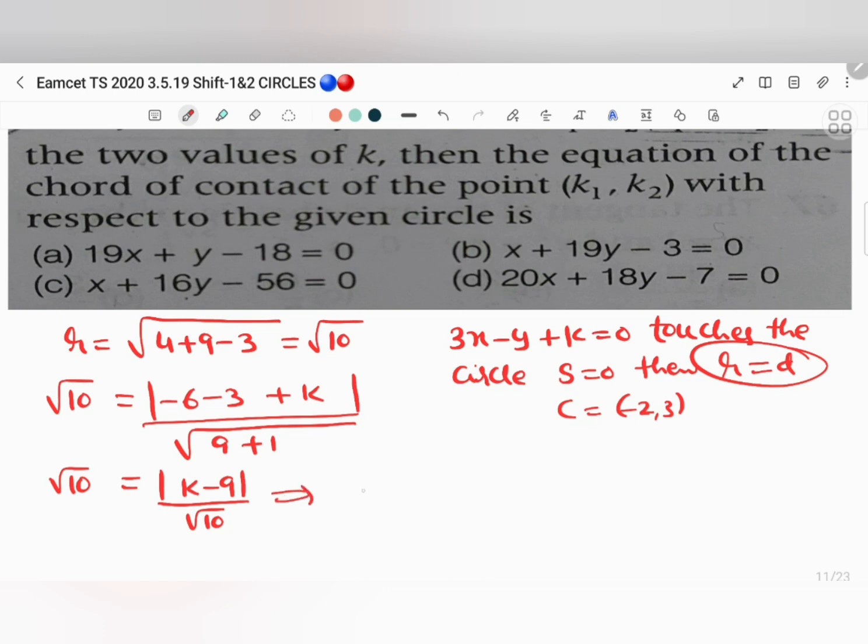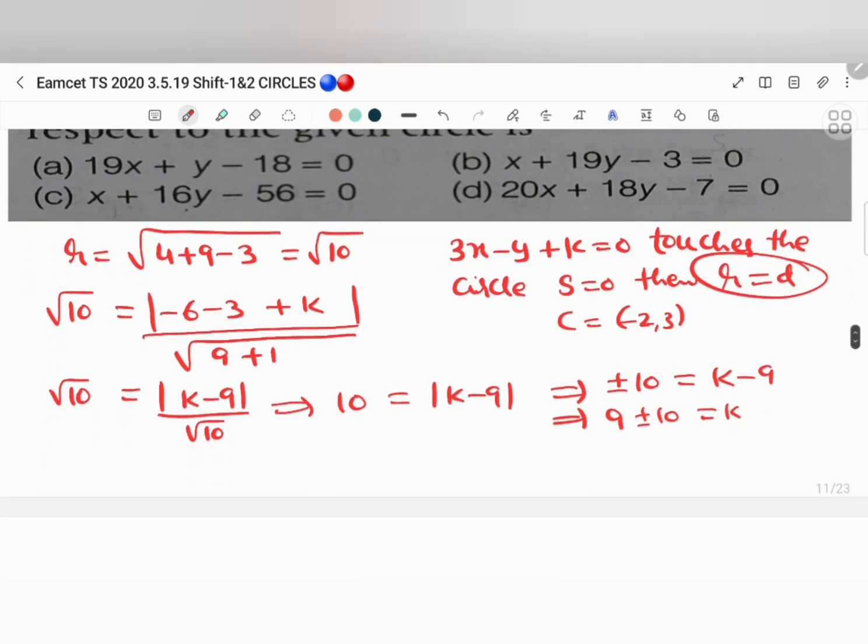Cross multiply: root 10 into root 10 is 10, equal to mod k minus 9. If you remove the modulus, plus or minus 10 is equal to k minus 9. That implies 9 plus or minus 10 is equal to k. So here, k values we are getting. So k is equal to minus 1, k is equal to 19. Two k values are there now.